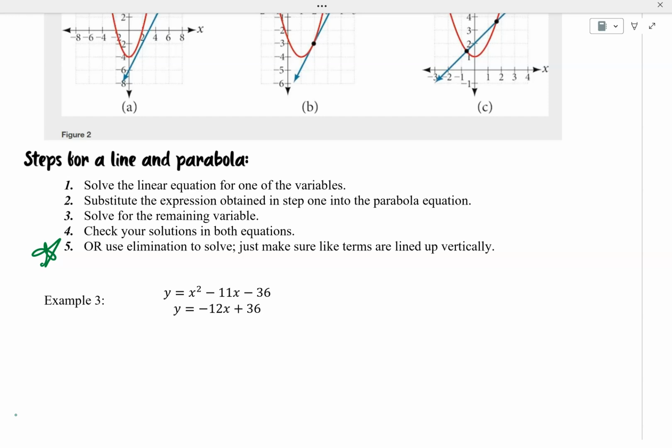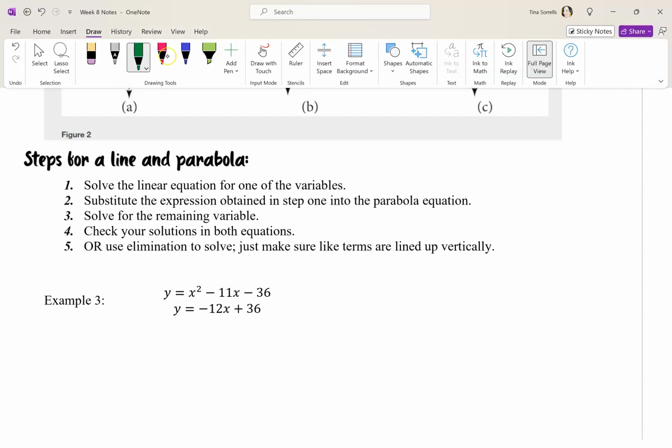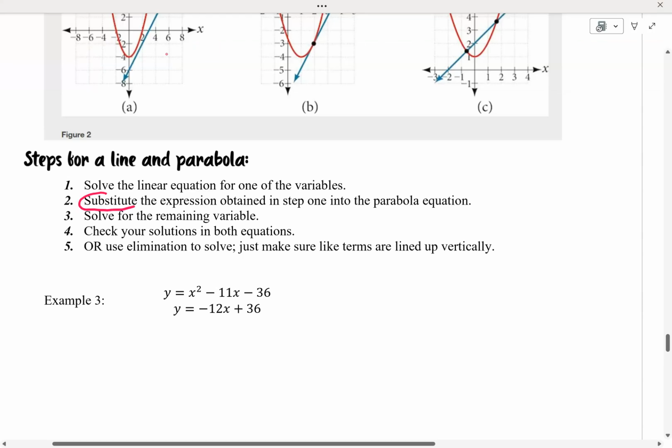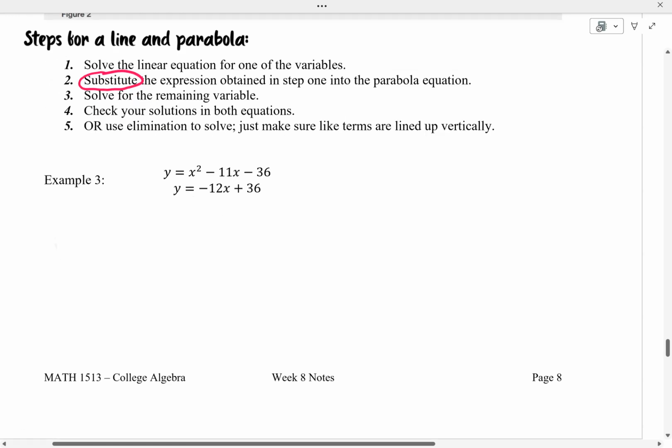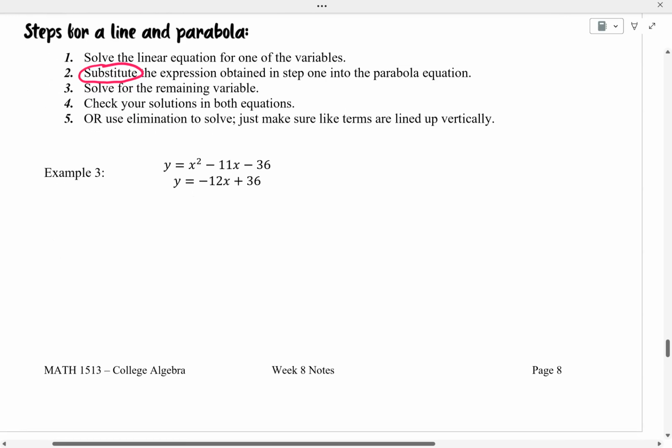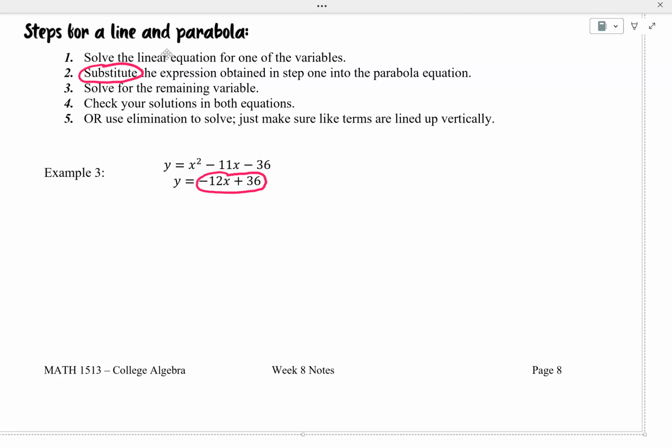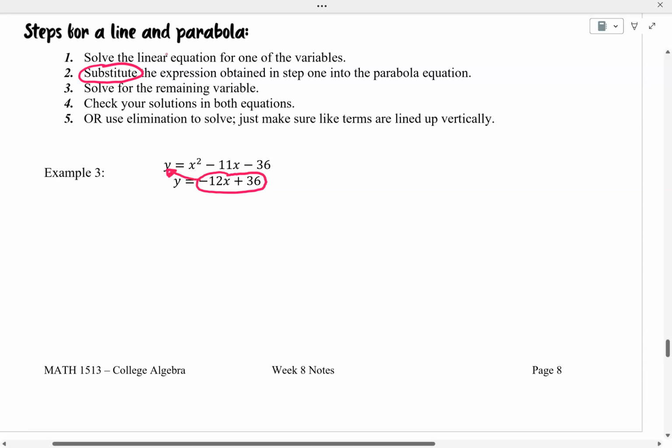Okay, so let me think here. I think I'm going to do both methods on this one so that you guys can see it. Okay, so let's start with the substitution method. I'm going to highlight substitute right there in pink, so that you know that I did the method in pink. So notice that these both say y equals. So I could take this and substitute it in right here.